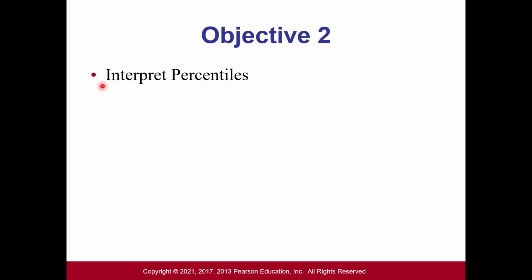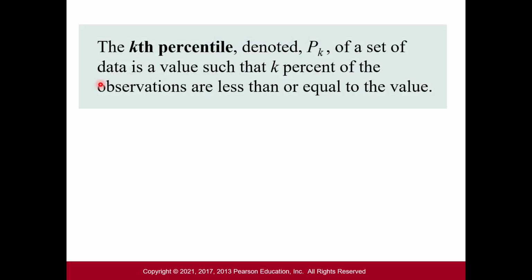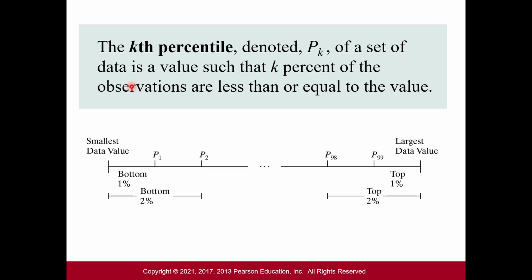Next, let's talk about interpreting percentiles. The kth percentile, denoted P sub k, of a set of data is a value such that k% of the observations are less than or equal to that value. So for example, the median is the 50th percentile, meaning 50% of the data is less than or equal to that value. And so the percentiles divide data sets that are written in ascending order into 100 parts.